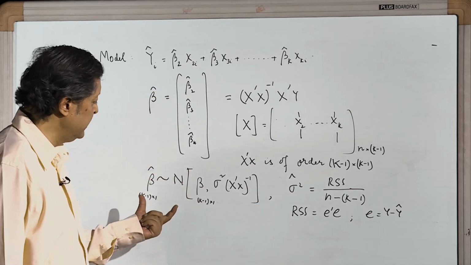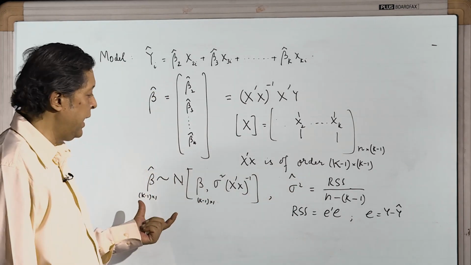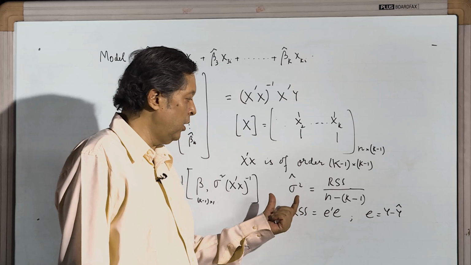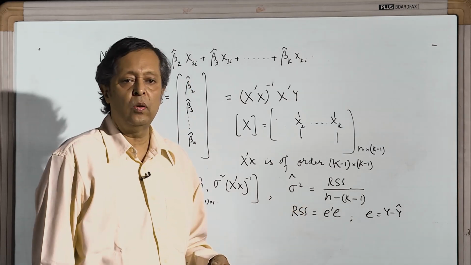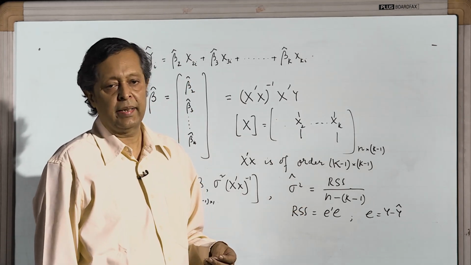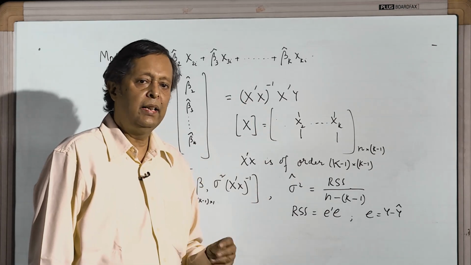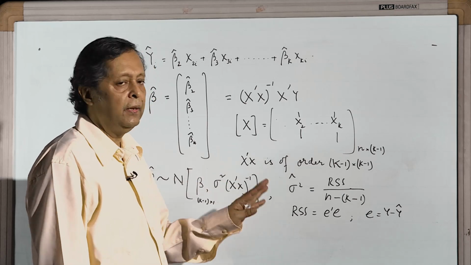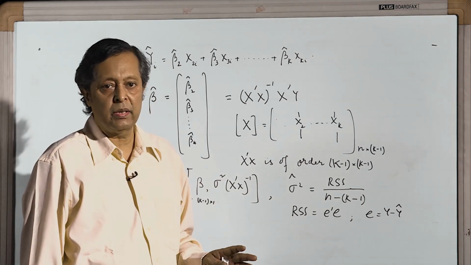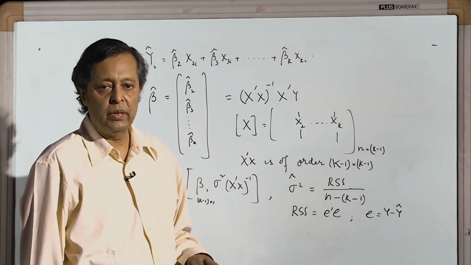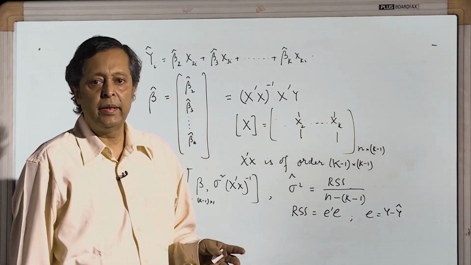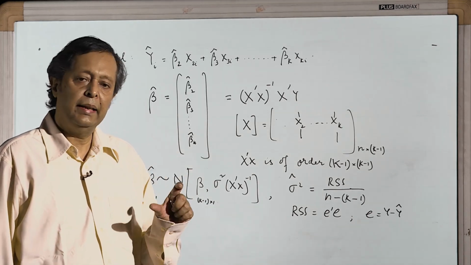So, using these two pieces of information, that is the sampling distribution of beta hat and the estimate of sigma square hat, we can carry out all the tests that we had carried out earlier in the original model where there was an intercept term. So, these are the main points of departure for the regression through the origin as compared to the regression where we have an intercept.